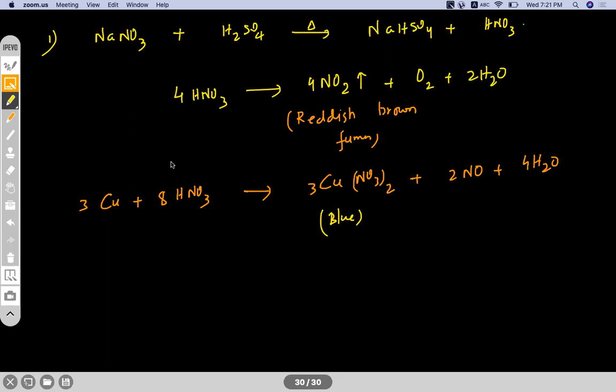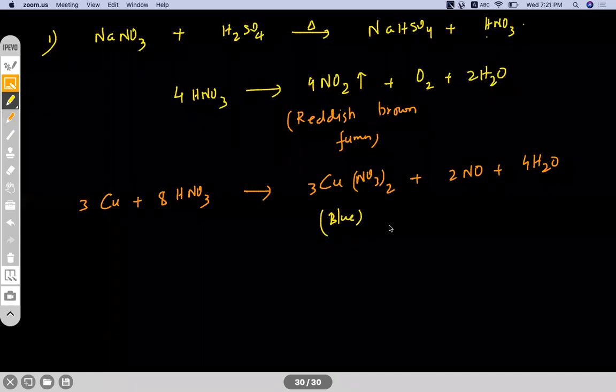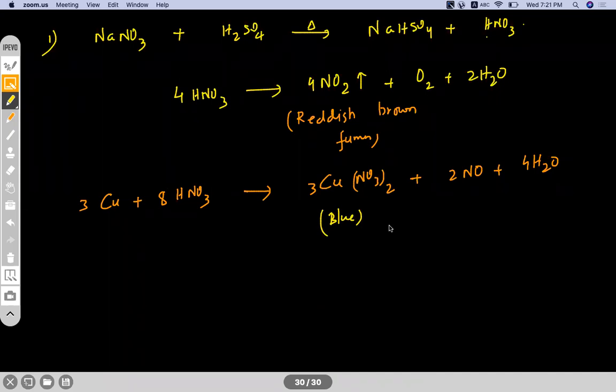Yes, same HNO3 we have here. In this mixture, if you add Cu, you will get this. The fumes become denser. Color also is changing. NO further reacts with O2 here and converts into NO2.